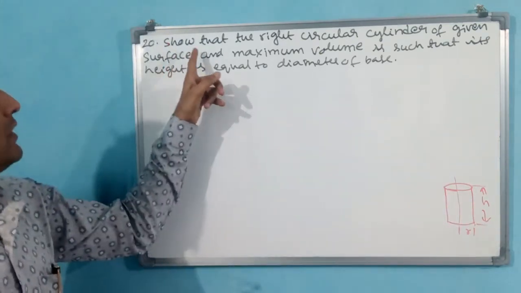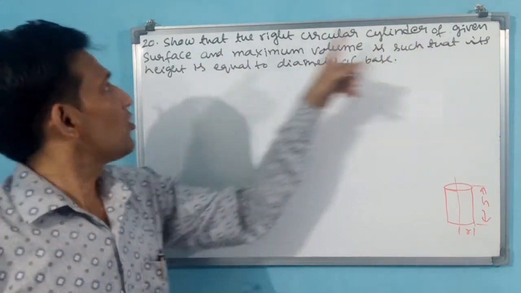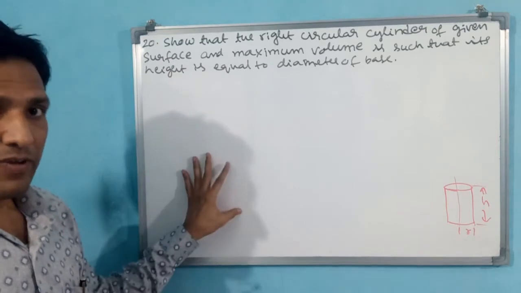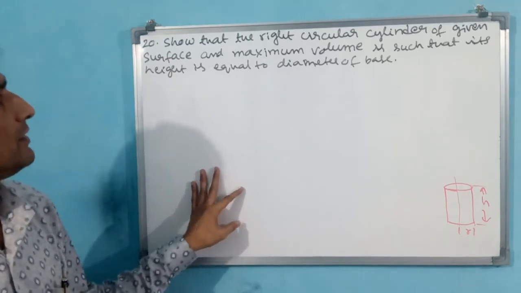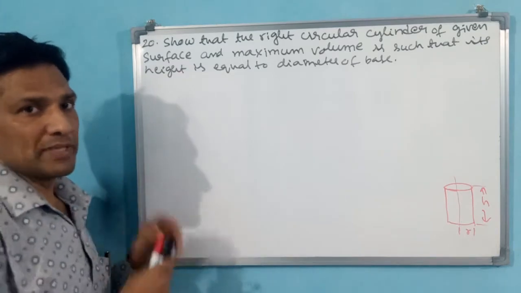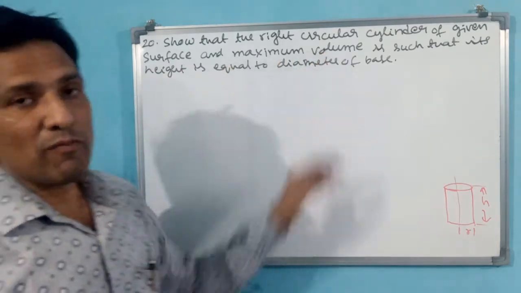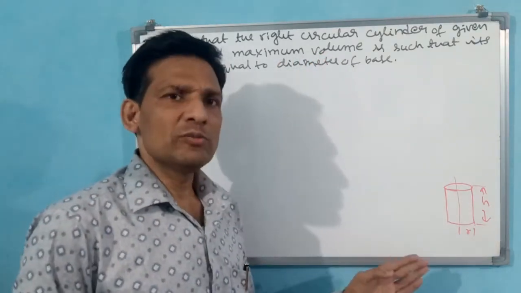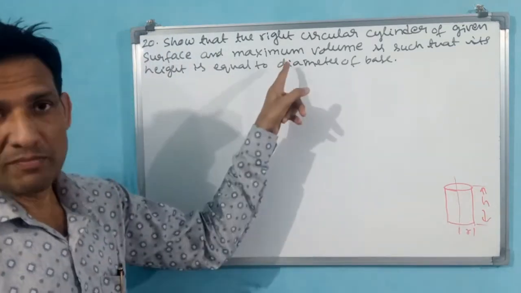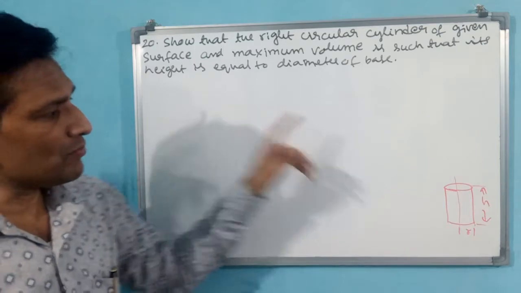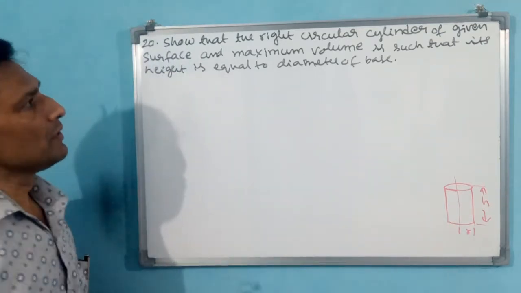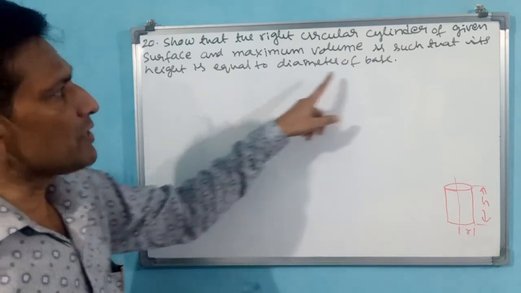What they have written? Show that the right circular cylinder of given surface and maximum. Given surface area also you have to take. Clearly they have not given. Given surface means surface area, how to find, and you have to keep aside. Maximum volume, that means volume, how much volume? Pi r square into h will be the volume. That volume should be maximum. That means volume in terms of radius we will take. Okay? So that its height is equal to diameter of the base.